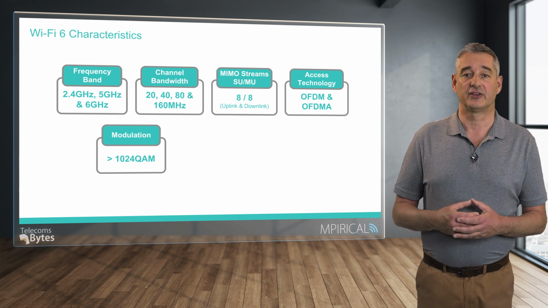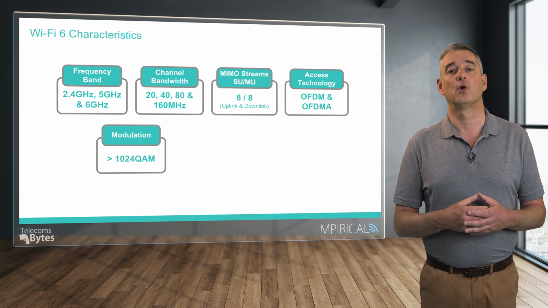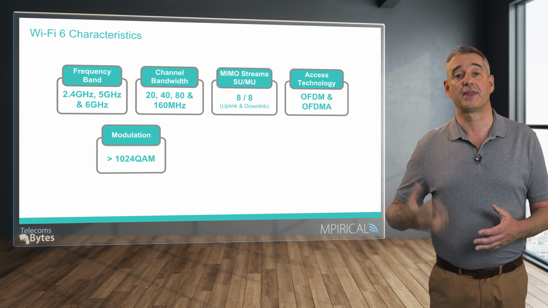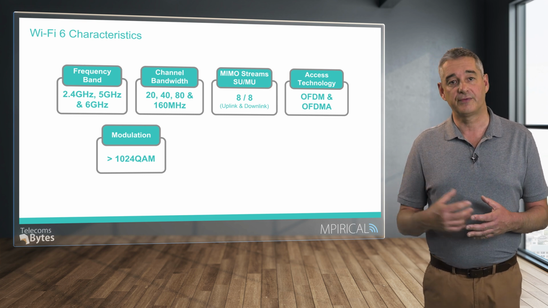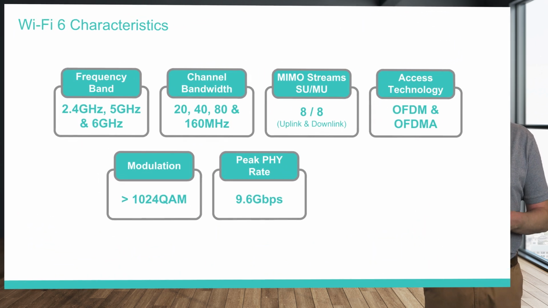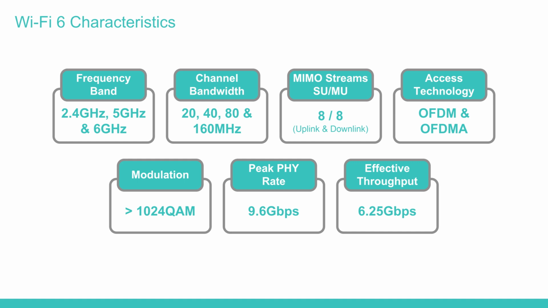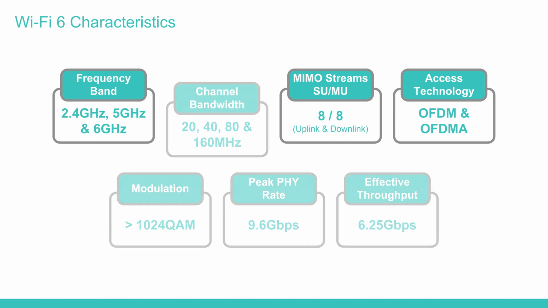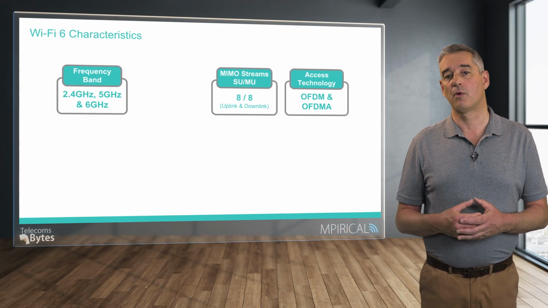Finally, in terms of Wi-Fi 6 characteristics, a new higher order modulation technique has been introduced, 1024 QAM, and thus each of the 1024 different states the radio wave can exist in represents 10 bits, a 25% improvement upon Wi-Fi 5. As such, this, in addition to the wide channel bandwidths and the MIMO streams, enables Wi-Fi 6 to support a peak physical layer data rate of 9.6 gigabits per second, or more realistically, an effective data rate of 6.25 gigabits per second.